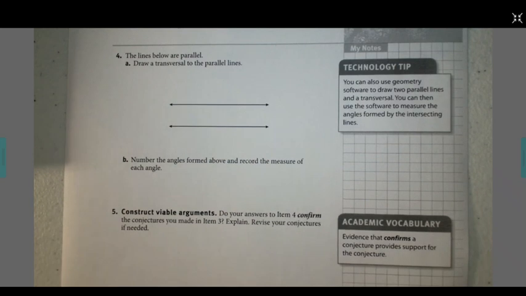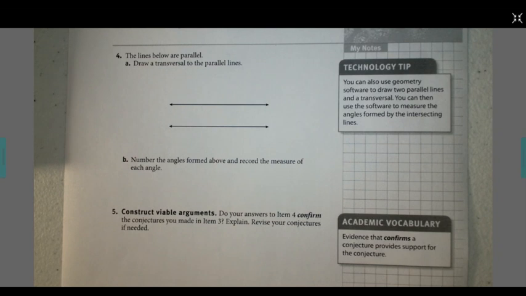All right. Our second section of lesson 7-1 will cover questions 4 and 5. Now, on the previous slide, you should have seen academic vocabulary that talked about that confirm word. Evidence that confirms a conjecture provides support for the conjecture. Okay, let's take a look at question 4.